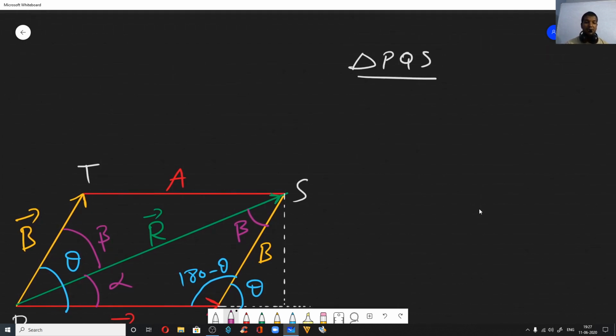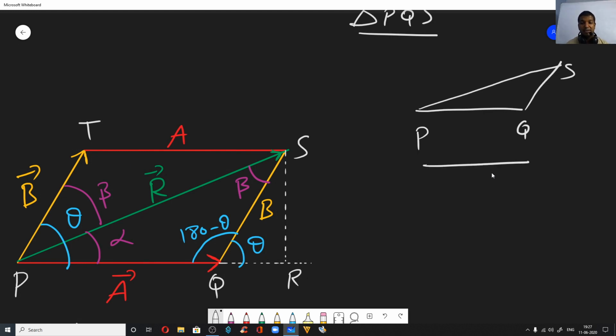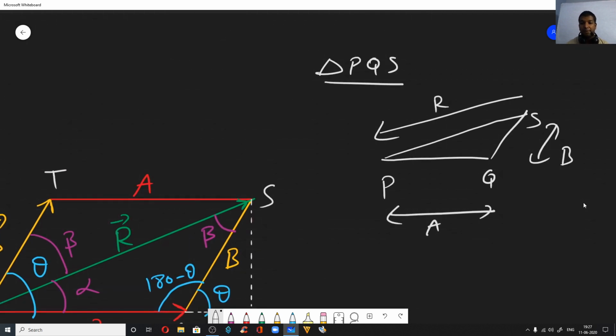Now if you look at the triangle PQS, you have three sides. I'll draw a rough diagram here. So this is P, Q and S. Now this side length is A, magnitude I'm writing, this is B and this is R, right, so this is R, fine.